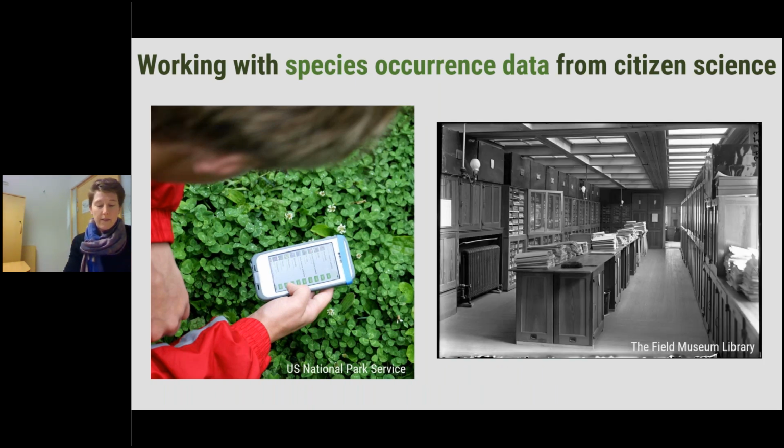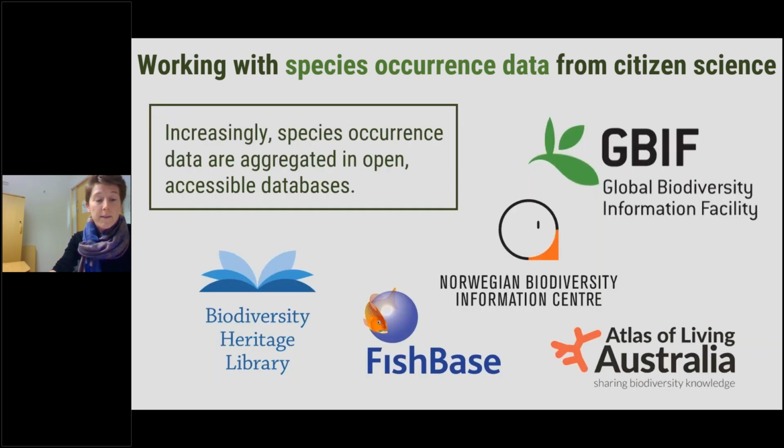So the amount of this data available to researchers is growing really quickly. And there's kind of two parallel reasons for this. First, this type of citizen science is growing really quickly. And second, and just as importantly, there's been a real revolution in digitizing old museum collections, making a lot of this type of information available online for the first time. So increasingly, species occurrence data from these two sources are aggregated in open, accessible databases.